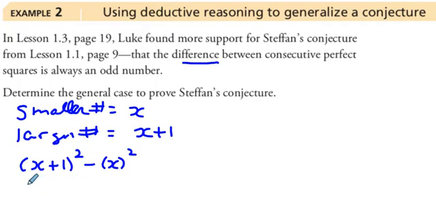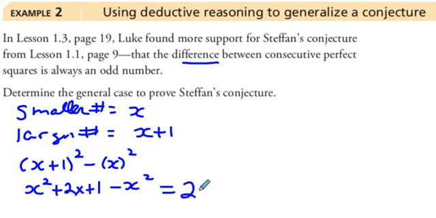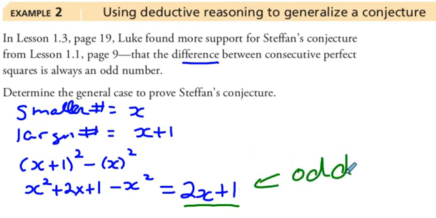Now you can multiply these out. x plus 1 squared is x squared plus 2x plus 1, and we subtract the x squared. Now the x squared subtract the x squared will give you 2x plus 1. Because we can write the difference of squares as 2x plus 1, this proves that this is an odd number.